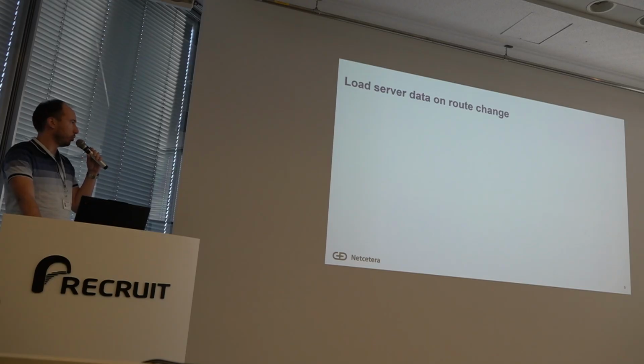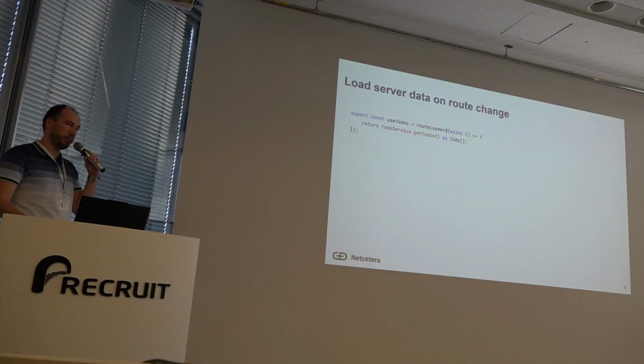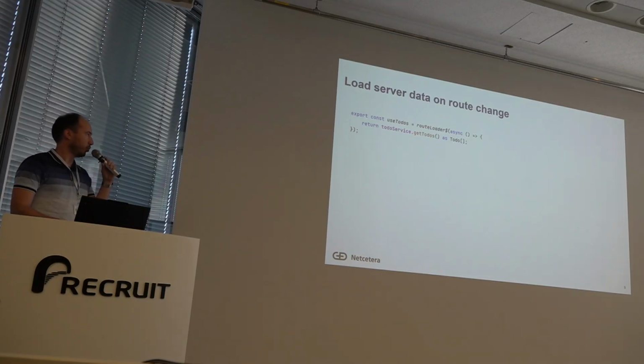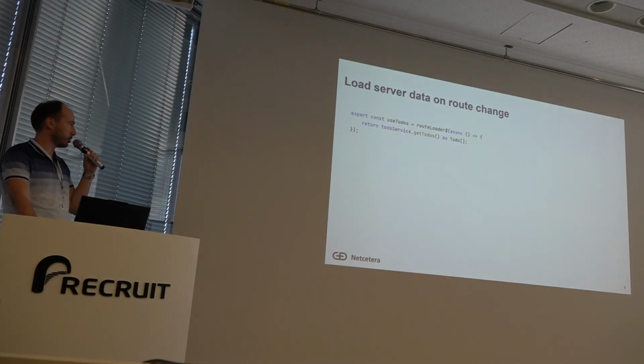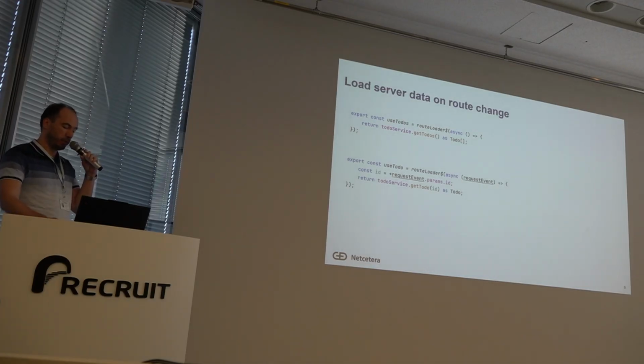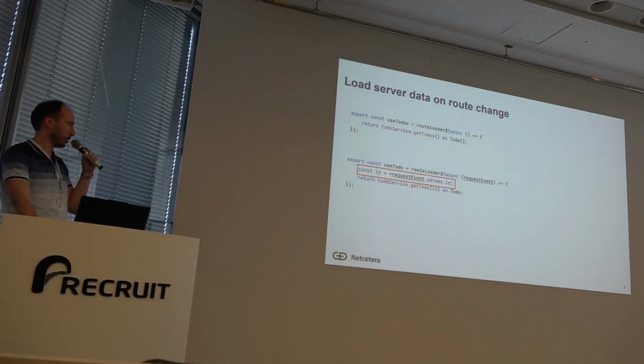When you want to load data from the server, you use the route loader. This is a function, and then you can call a backend method. For this sample to-do application, I'm calling an in-memory service. Sometimes we are calling dynamic routes. So whenever we have the path variable, we have the request event, and from there, from the params object, we can get whatever we need in order to do the loading properly.